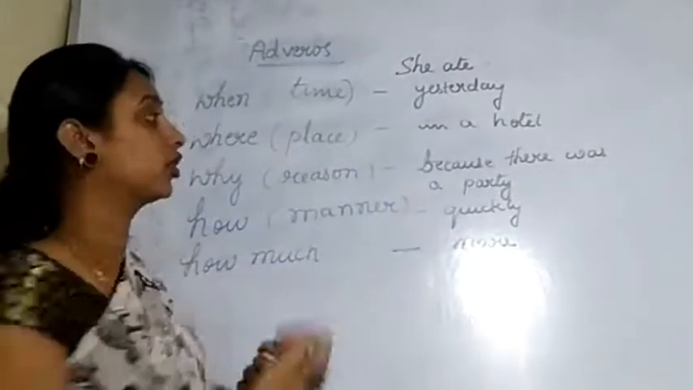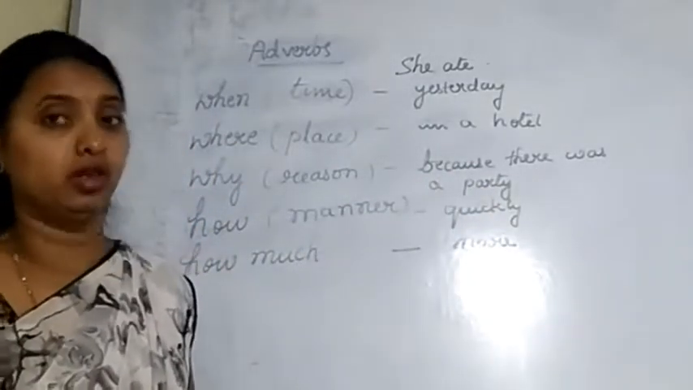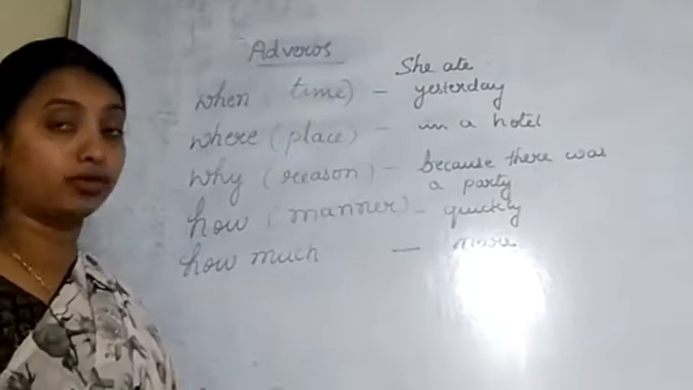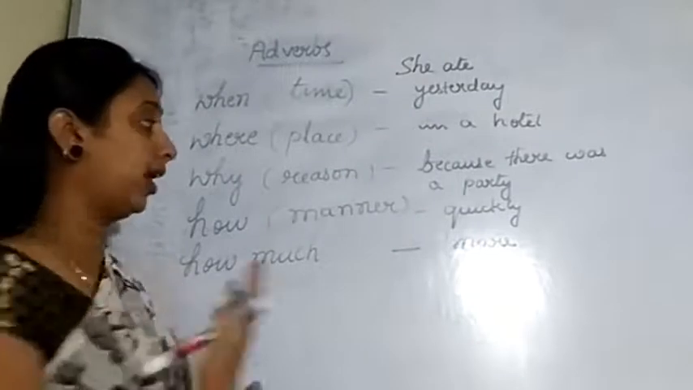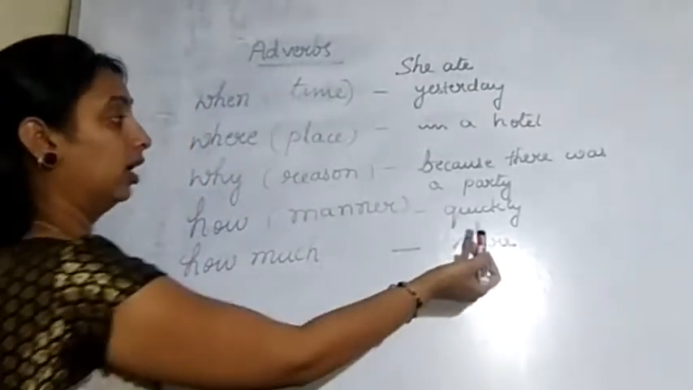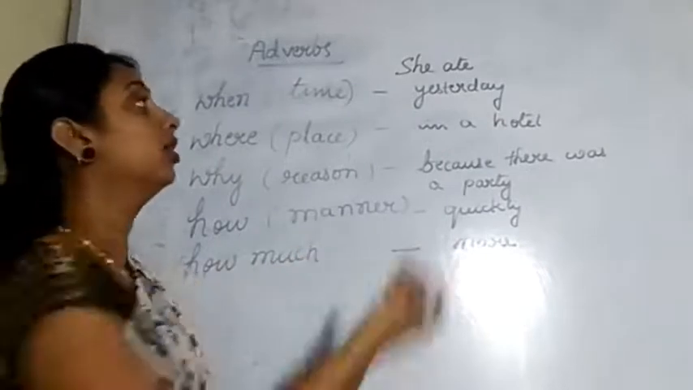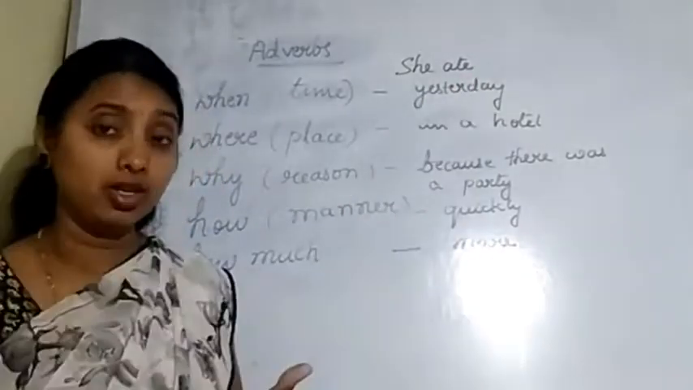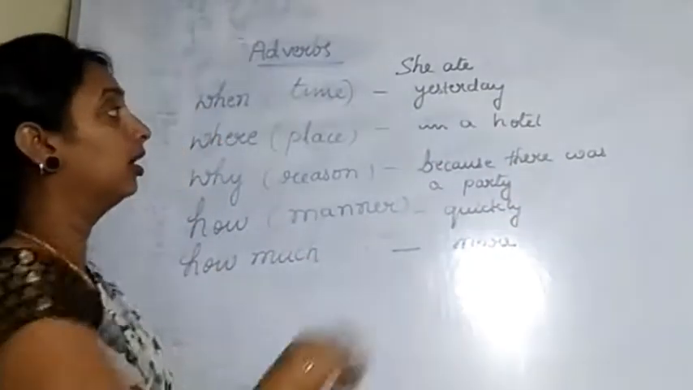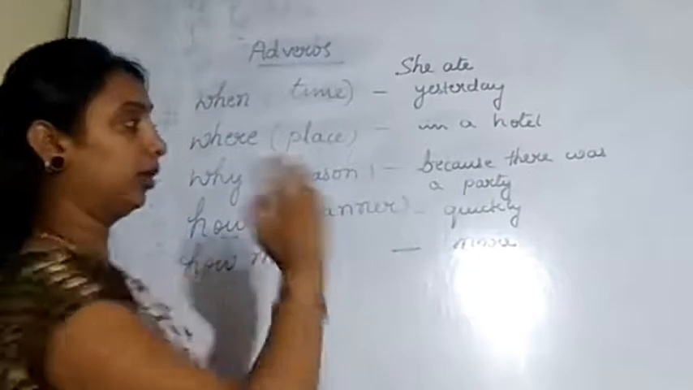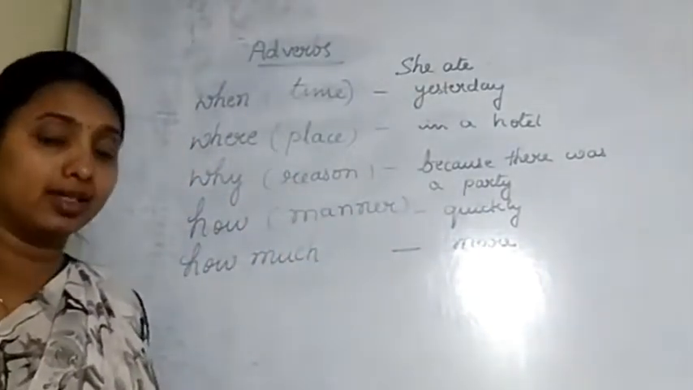Why? She ate because there was a party. So, it gives an answer for why. Then, she ate. How? She ate quickly. So, quickly is an adverb. How much? She ate more. So, these words are adverbs. Yesterday, in a hotel, because there was a party, quickly, more. These words are called adverbs.